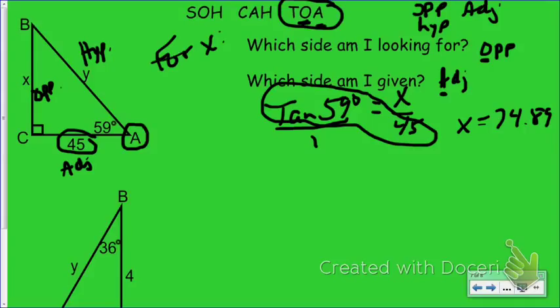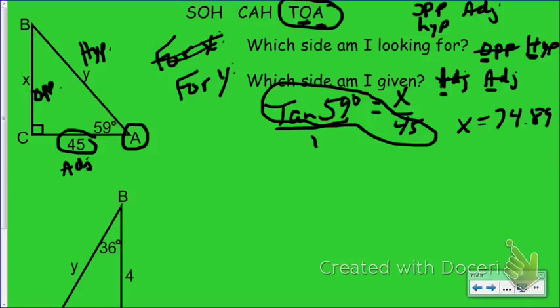Okay, now I'm going to go through this whole process again. This time, instead of trying it for x, I'm going to do the same thing, but this time for y. So the first question is, which side am I looking for? Okay, so if I'm looking for y, now I'm looking for the hypotenuse. Which side was I given? Okay, so I'm going to go with the one that I was given in the problem, the 45, which is the adjacent again.